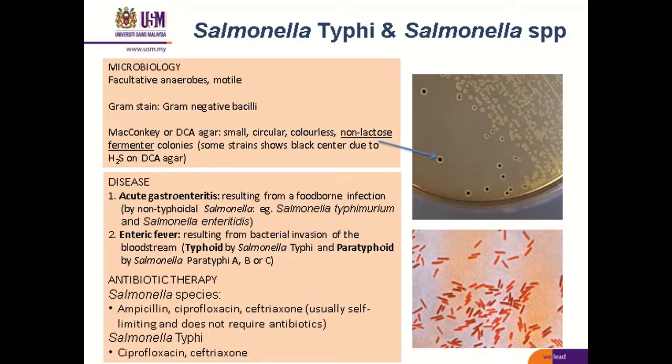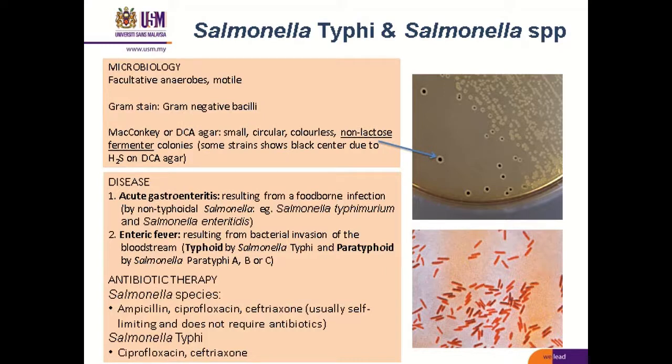The diseases it causes include acute gastroenteritis resulting from a foodborne infection by non-typhoidal Salmonella such as Salmonella typhimurium and Salmonella enteritidis. And we can see enteric fever resulting from bacterial invasion of the bloodstream by typhoid, by Salmonella typhi, and paratyphoid by Salmonella paratyphi A, B, or C.